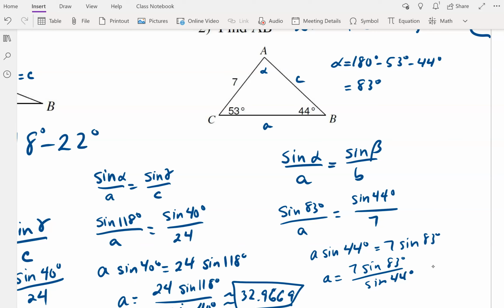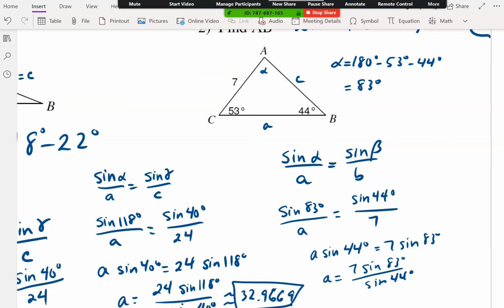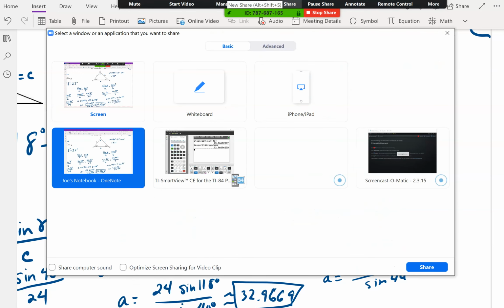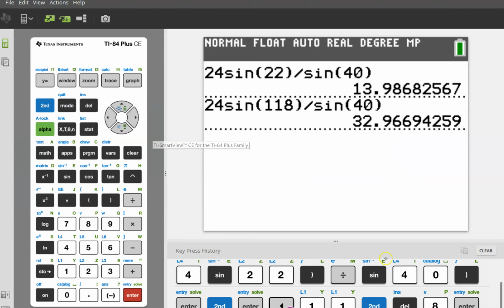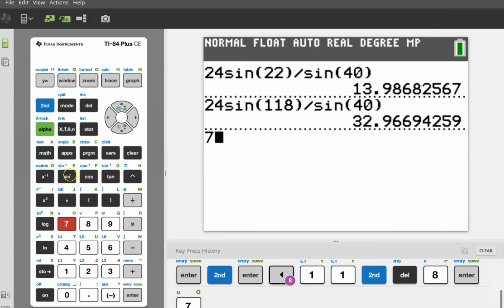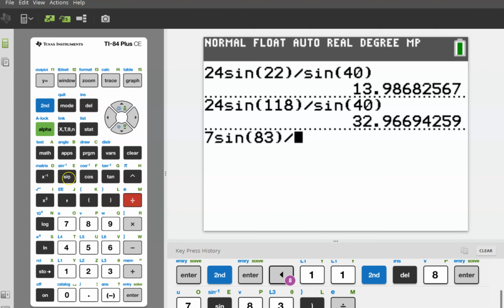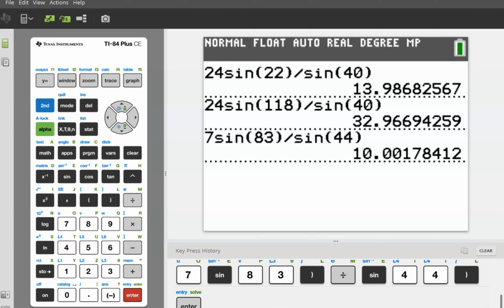And just like before, now it's time to use the calculator to get the approximation. I remember all the numbers. That's the hard part. 7, 83, and 44. 7 sine of 83 divided by sine of 44 gives us 10.0018, rounded to the fourth decimal place.